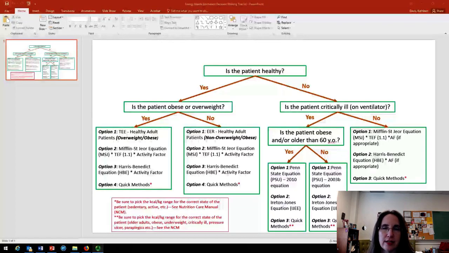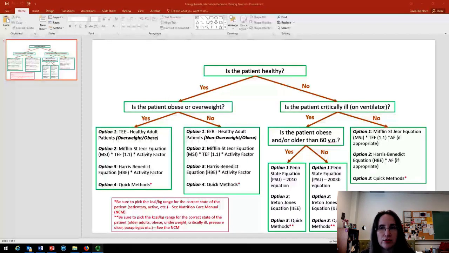There are other ways to estimate needs as well. There are published journal articles on new methods, as well as guidelines issued by groups like Aspen or other groups that deal with certain disease states. You can also go to the Nutrition Care Manual to find out how to estimate needs for a patient with a particular disease or condition.